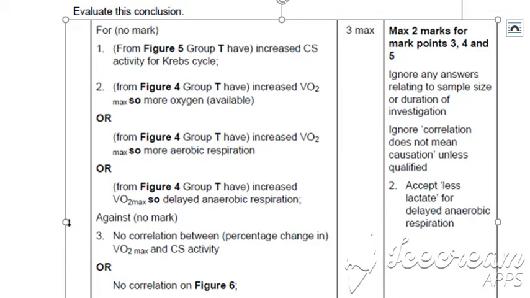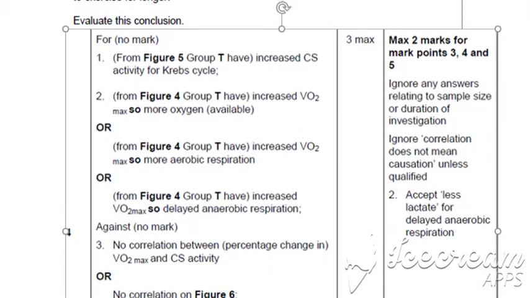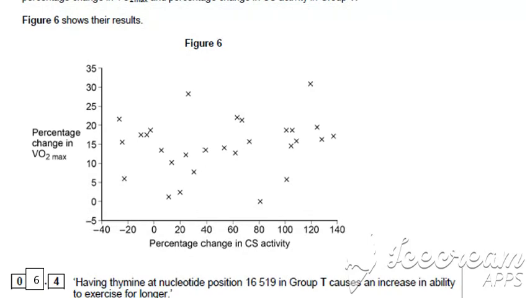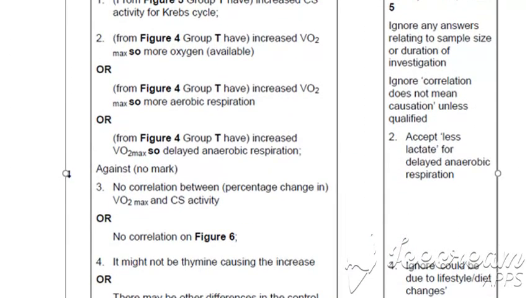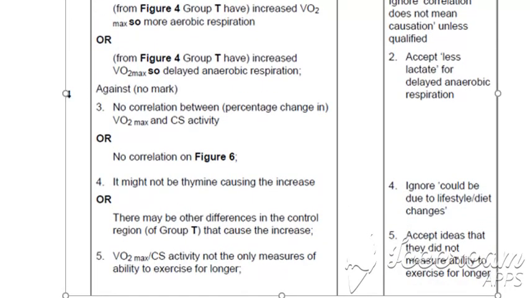As we've been asked to evaluate, we also look at reasons why this data may not be able to draw us to this conclusion. We can look at figure 6 that we've been provided with, which is the scatter graph, and we can see that there is no correlation because the data does not show a correlation. So we can conclude that there's no correlation between the VO2 max and the CS activity in figure 6. It could also be that it's not the thymine that is causing this increase.